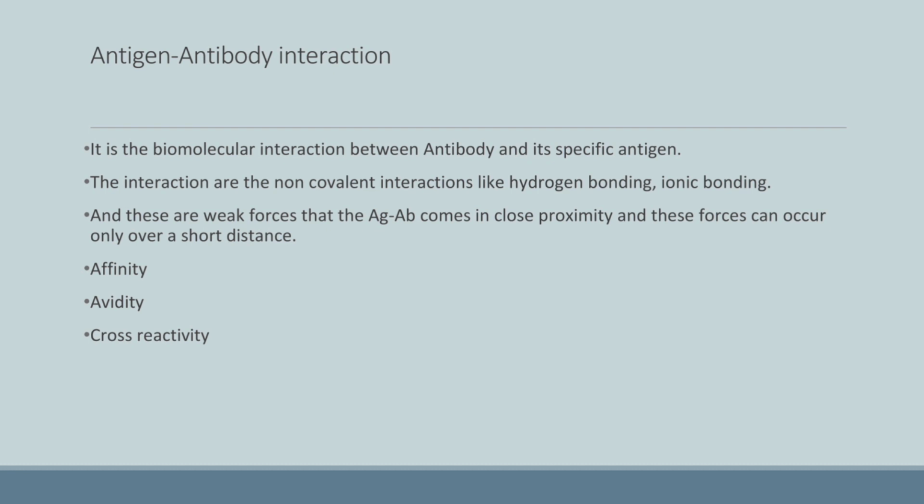These are weak forces, that is, the antigen and antibody come in close proximity and these forces can occur only over a short distance. In this, we are going to see some terms like affinity. Affinity is the strength with which one antigen binding site binds with one epitope. The force of attraction would be strong only when the shape of the epitope fits perfectly in the antigen binding site. So next one is the avidity.